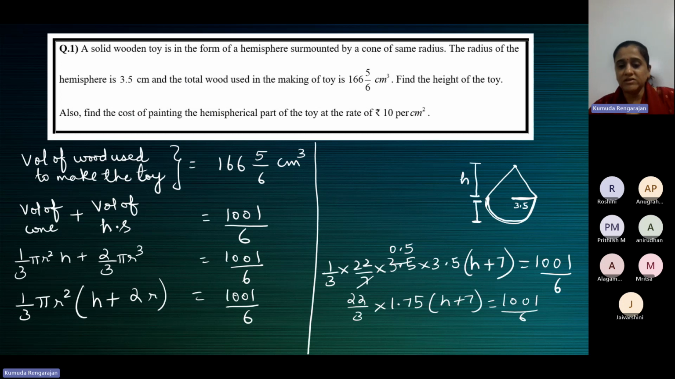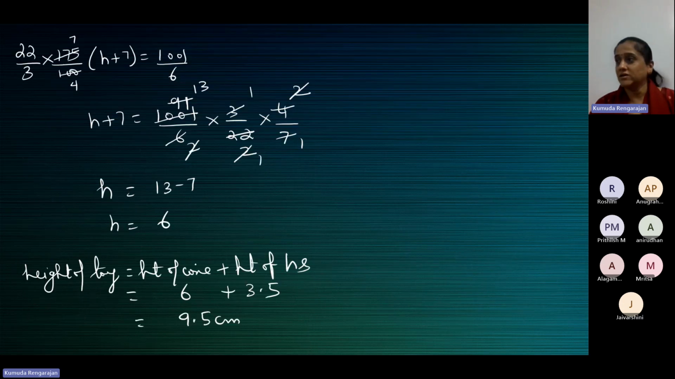Okay, I'll tell you how I calculated. So I simplified 7 and this 3.5, 0.5 times. Then this 22 by 3, I multiplied these two and got 1.75 into H plus 7. Now I tried to transpose, then this will go for division, divided by 1.75 will come in the denominator. So what I did, I wrote 1.75 as 175 by 100. I changed that to a fraction, 175 by 100. So now it is divisible in the tables of 25. 25 sevens, 25 fours.